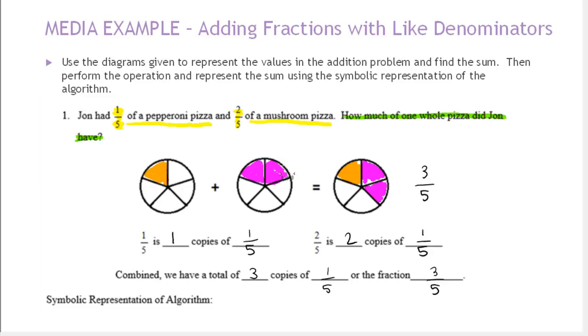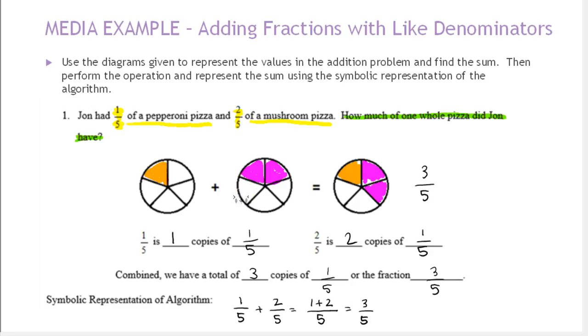Okay. So symbolically, we'd write this. This is asking us to find 1/5 plus 2/5. Notice we add the number of copies, which is in the numerator, so we're going to add 1 plus 2. But we do not add the numbers in the denominator. We're keeping that number 5 because that represents the unit fraction or the size of the pieces. So 1 plus 2 is 3, and our result is 3/5.